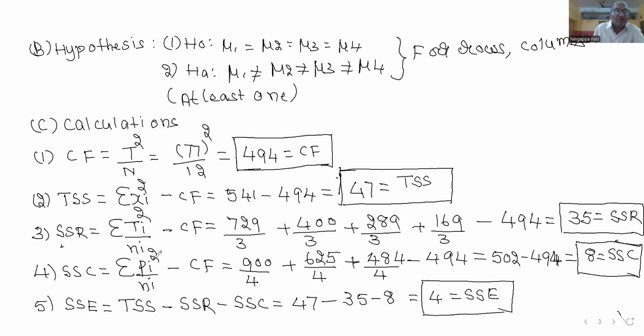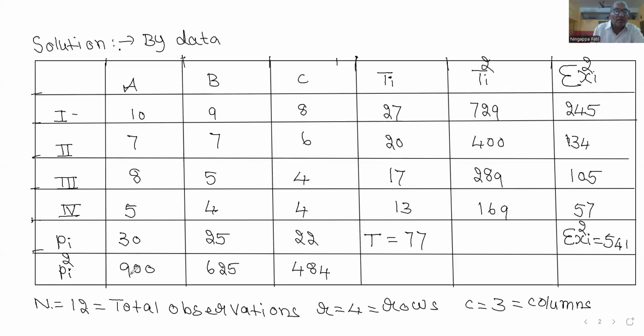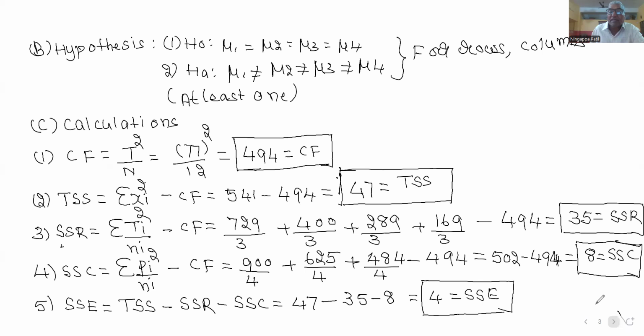SSC is the summation of Pi square upon Ni minus CF. The summation of Pi square from the table: look here, 900 divided by how many values? 4 values. 900 divided by 4, plus 625 divided by these 4 values, plus 484 divided by these 4 values. Minus 494. 502 minus 494 is 8. This is SSC.